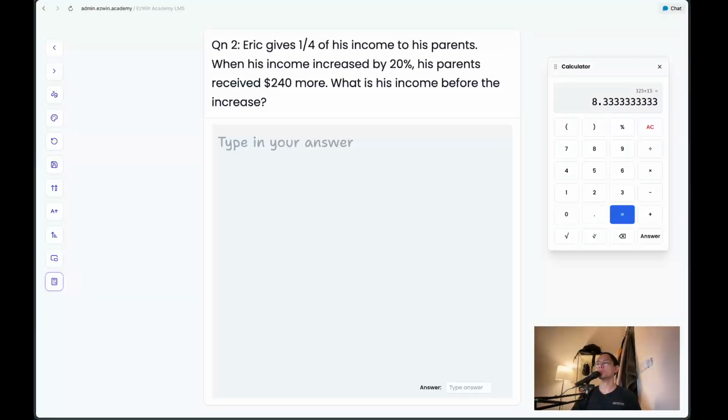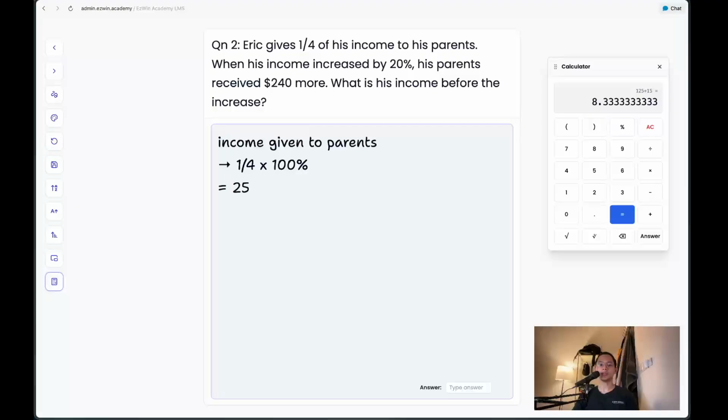Question number 2. Eric gives 1/4 of his income to his parents. When his income increased by 20%, his parents received $240 more. What is his income before the increase? So income given to parents is equal to 1/4 of 100%, which is equal to 25%.